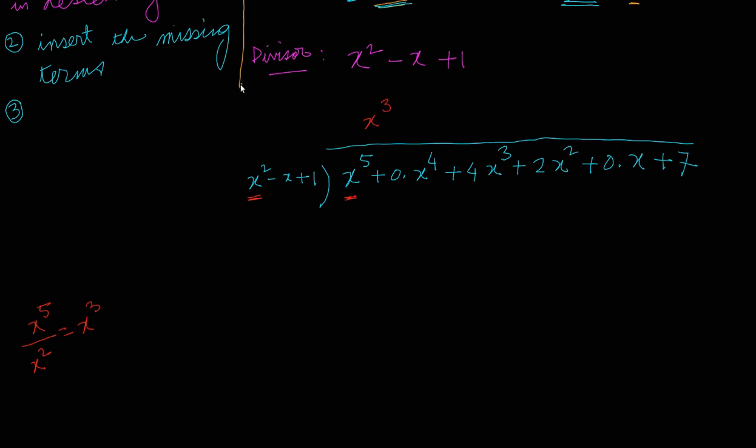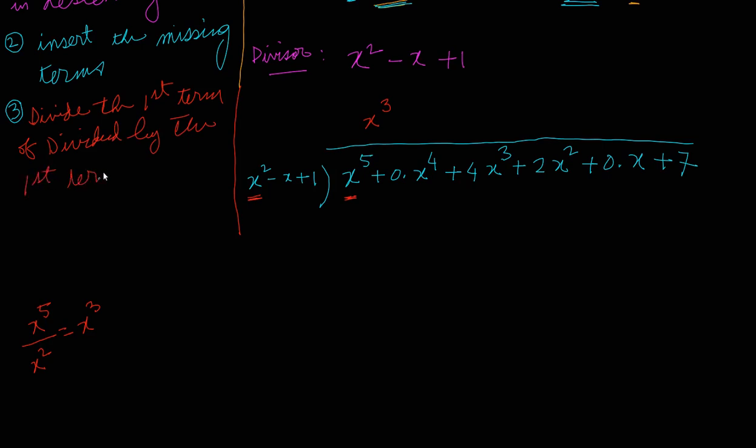So what is step number 3? Divide the first term of dividend by the first term of divisor. Okay, so this is my step number 3. Done. So let us now look at step number 4.